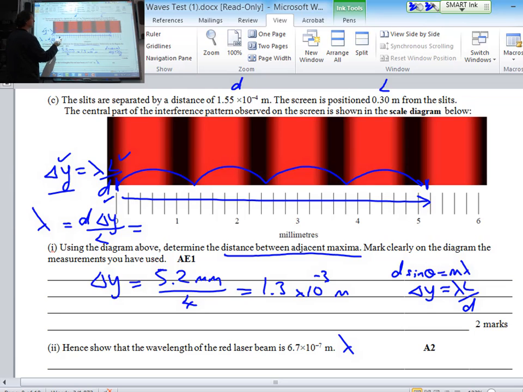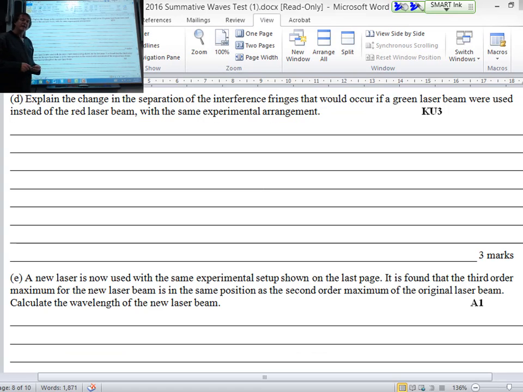So the distance between the slits has been given as 1.55 by 10 to the minus 4. The delta Y, we just worked out to be 1.3 by 10 to the minus 3. And we're going to get a L of 0.3. So that'll tell you the wavelength. And it should be something to minus 7 you'd expect. And in the red end, we're looking at the sort of 7-ish total sort of size, 7 by 10 to the minus 7.